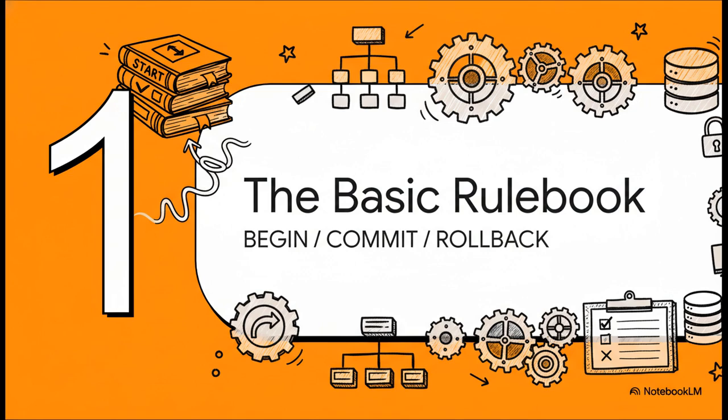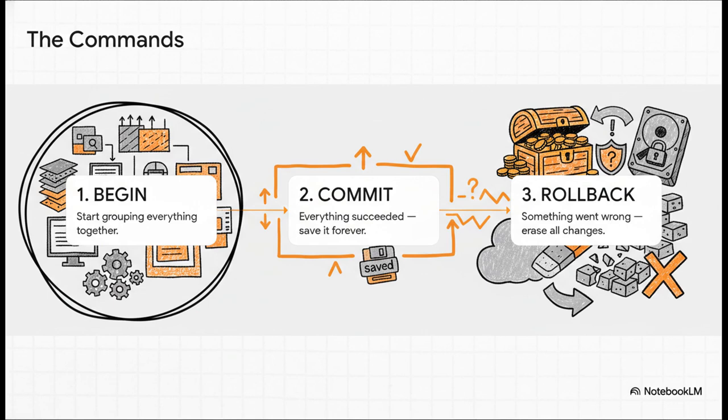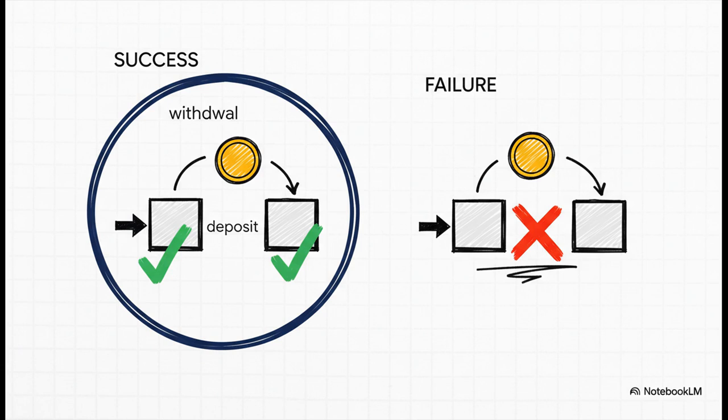Okay, so how do we actually make this all-or-nothing rule work in the real world? Well, databases give us a pretty simple but super powerful rulebook with just 3 key commands. First up, you tell the database begin. That's like saying, hey, start paying attention. Everything I do from now on is one big group. Then, once all your steps are done and everything looks good, you say commit. That makes all the changes permanent, set in stone. But if anything goes sideways, you shout rollback, and poof, the database instantly undoes everything back to the moment you said begin. And that right there is the simple, beautiful promise.